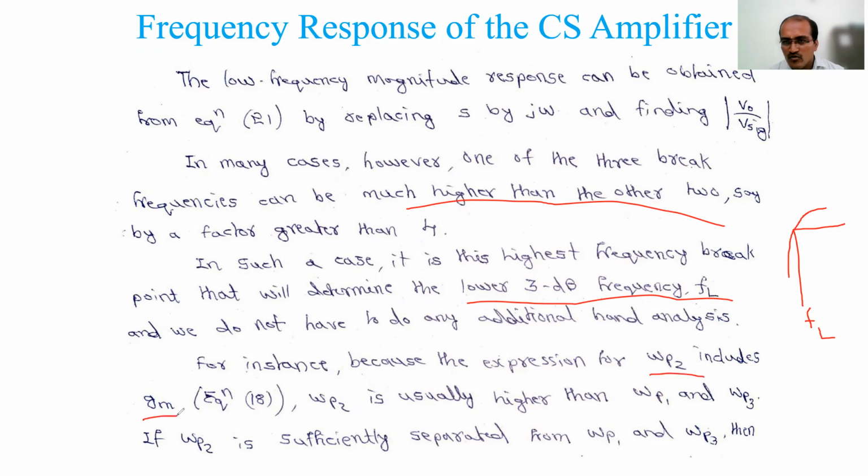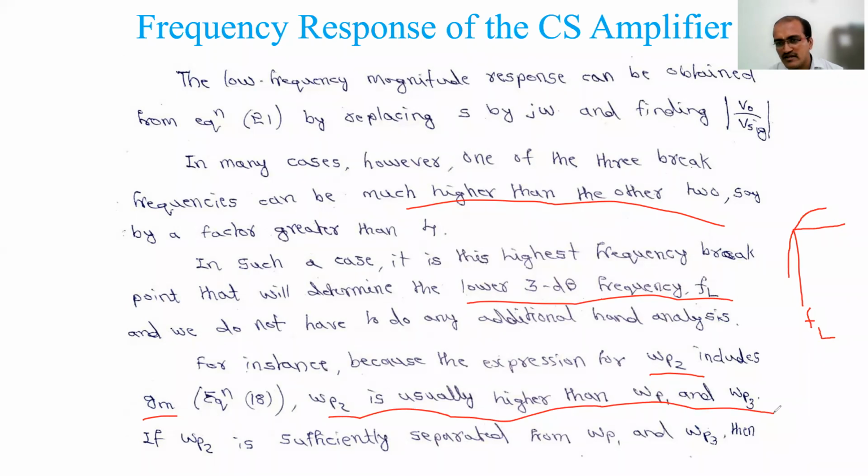gm is the MOSFET transconductance parameter, one of the very important device parameters. It is usually higher, because it is included in that expression. You have seen that gm by CS will come, right? That is the major factor. And when you calculate that, normally it will be higher than the other two frequencies.